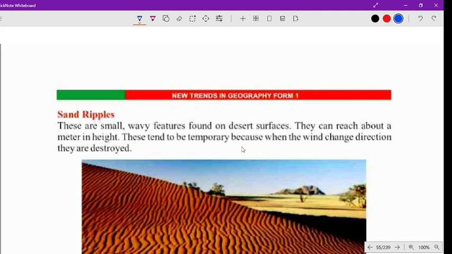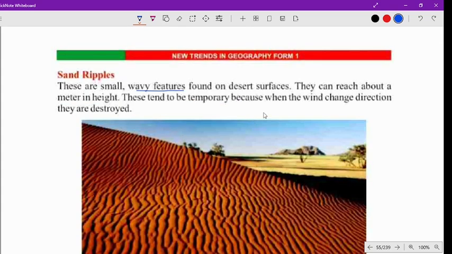Sand ripples. These are small wavy features found on desert surfaces. They can reach about a meter in height. These tend to be temporary because when the wind changes direction, sand ripples are destroyed.